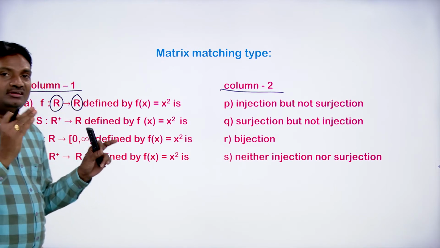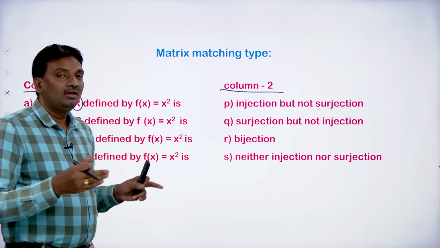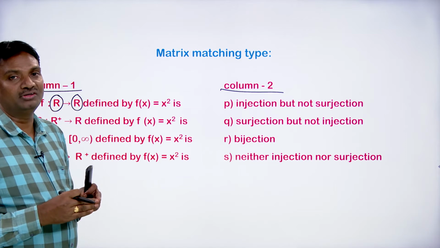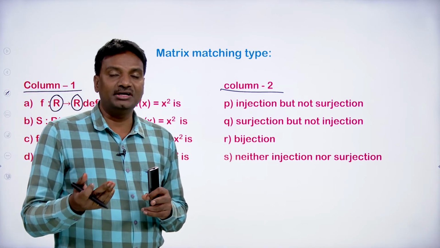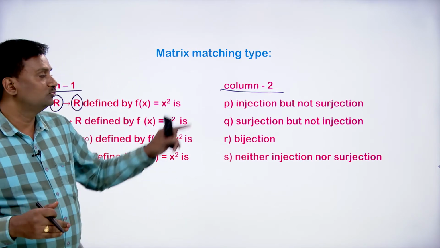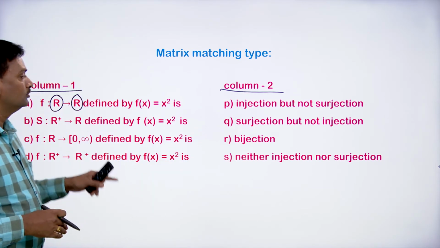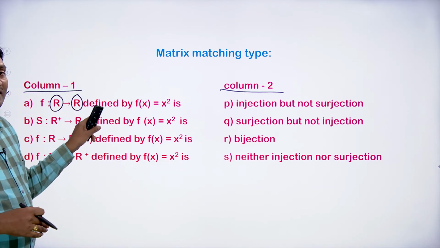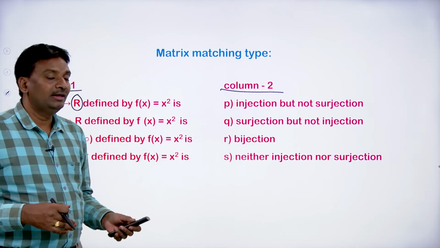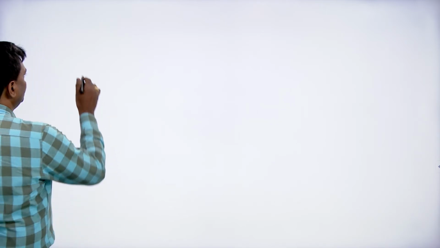So with respect to the given domain and codomain, we have to take the function f(x) equal to x square and decide whether it is injection, surjection, or bijection. So we have the answers in column 2 like that. Here the first question is given as f maps R to R, defined by f(x) equal to x square.